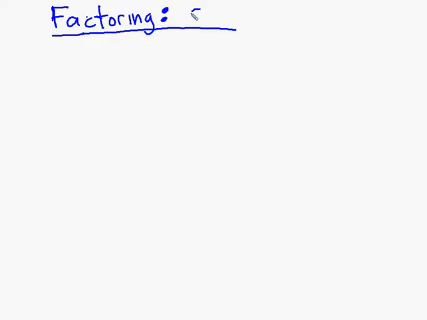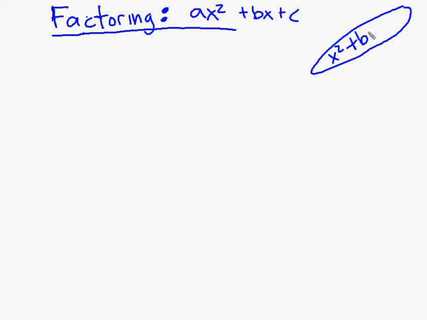Factoring. Well, we're going to have something like ax squared plus bx plus c. What we did last week, just so you know the difference, we did something like x squared plus bx plus c. Basically, we didn't have anything in front of the x. So now we have something in front of the x squared. So we have this little a right here.